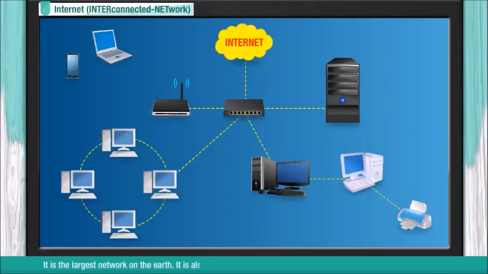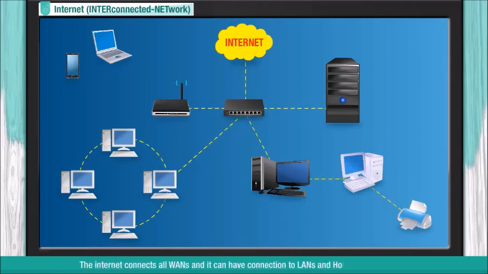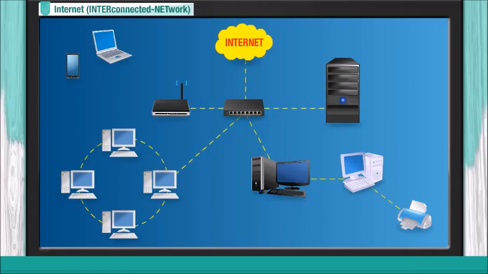Internet, interconnected network. It is the largest network on the earth. It is also known as network of networks. It uses the high-speed fiber optics. The Internet connects all WANs and it can have connection to LANs and home networks also. Through Internet, we are able to share and access huge amount of information worldwide.